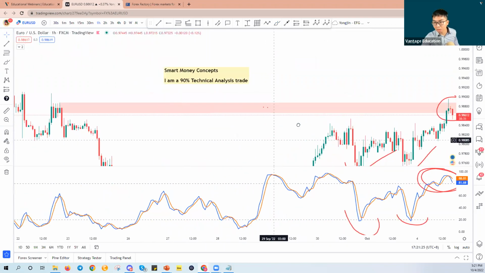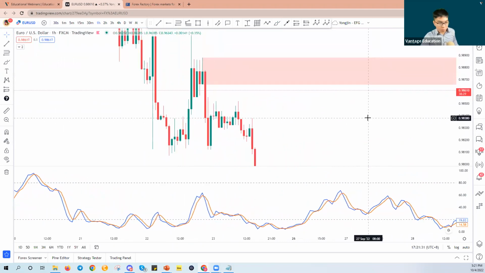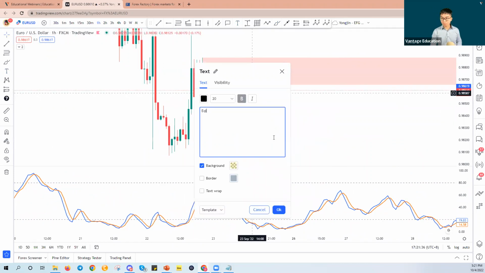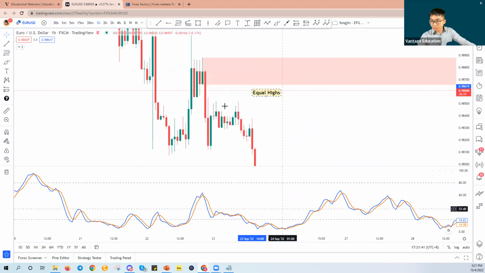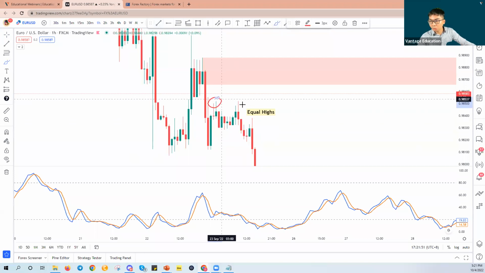So let's zoom in on the left side. What do we have here? We have what we call equal highs. Okay, so equal highs. What do you mean by equal highs? This is what I mean. Look at these two weeks. It is equal high. So this area has liquidity.